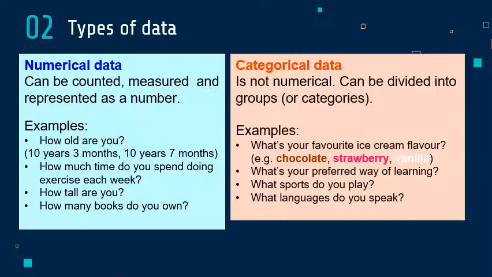Okay, so now we know that data really just means information. Let's look at two types of data we're going to look at this week. The first one is numerical data. So this is data that can be counted, measured, or represented as a number. So here are some examples. So how old are you? That can be represented as years. So you could say, 10 years. You can make it even more specific, 10 years and 3 months, 10 years, 3 months and 26 days. It can always be represented as a number.